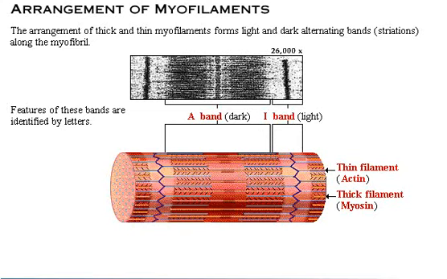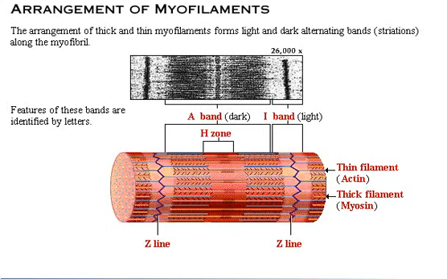The I band contains only thin filaments and corresponds to the distance between adjacent thick filaments. The width of the I band varies with muscle length and is widest when the muscle is relaxed and stretched. Each I band is bisected by a zigzag line called the Z line. The Z line is actually a protein disc which anchors the thin filaments and connects adjacent myofibrils.